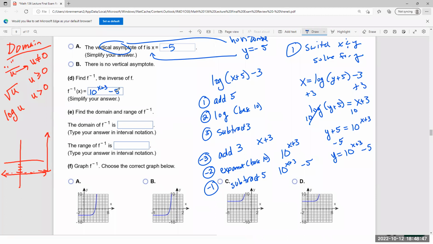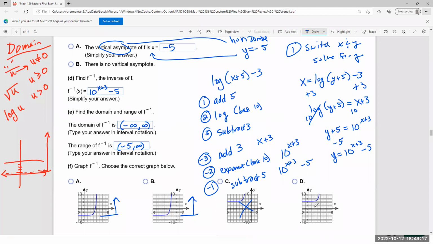The domain and range, again, are going to correspond to the range. So of the log, the range of the log was all real numbers. The domain of the exponent is all real numbers. The range of the exponent is going to correspond to the domain of the log. That was -5 to infinity. So -5 to infinity here for the range. So we're going from -5 up.